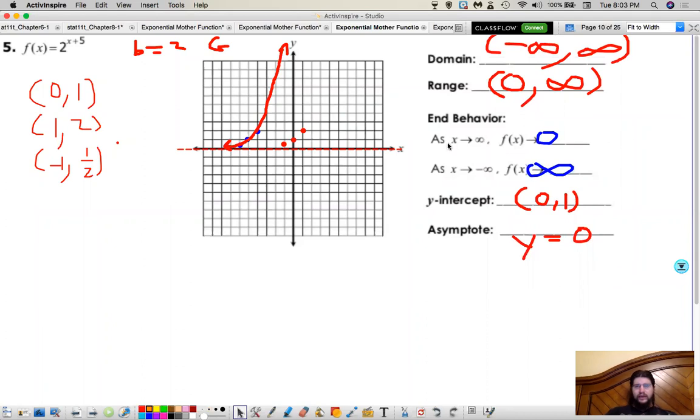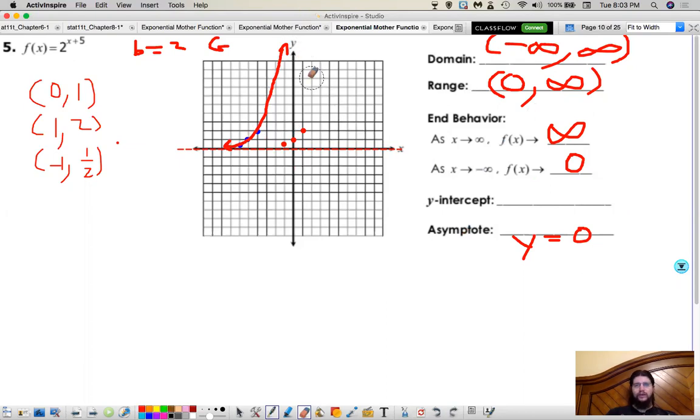Okay. As x goes to infinity, y goes to, well, this is a growth equation, so that's going to go to infinity. That doesn't change. As x goes to negative infinity, well, it looks like y is going to 0 still. That hasn't changed. Our y-intercept, 0, 1. Now 0, 1 moved left 5 units, so that is not my y-intercept anymore. Okay, my y-intercept is way up here somewhere.